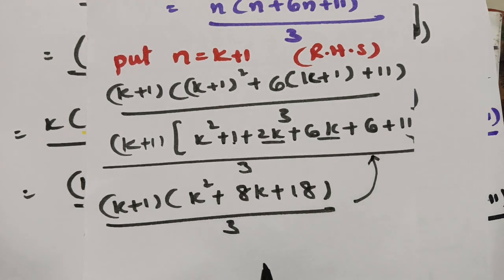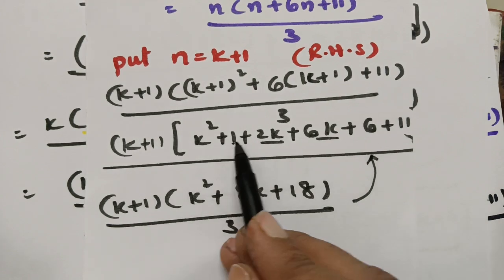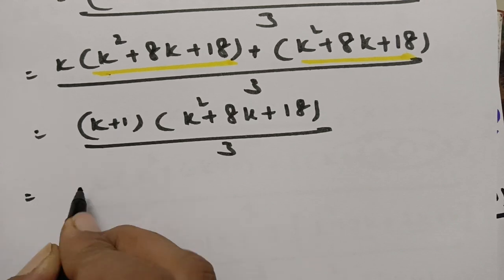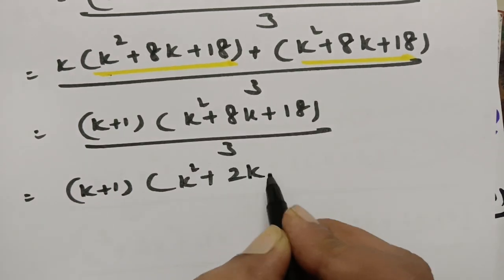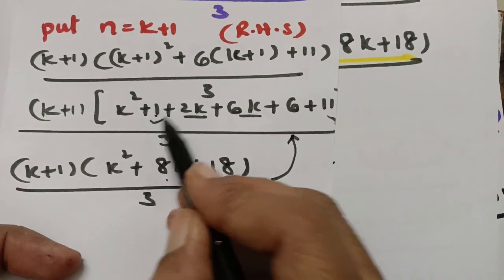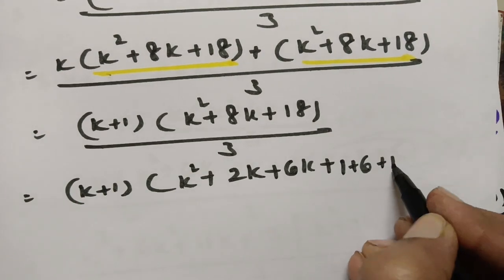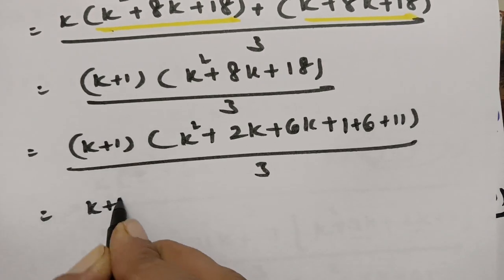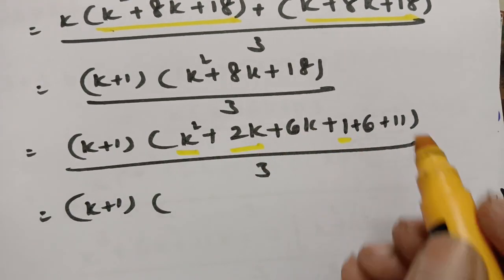So here k square is as it is, and 8k is split into 2k plus 6k, and this 18 is split into 1 plus 6 plus 11. So do the same as here. Taking the back step, this is k plus 1, this is k square, this 8k is split into 2k plus 6k, and this 18 is split into 1 plus 6 plus 11. So 18 can be written as 1 plus 6 plus 11 by 3. And now writing in a proper order, this will be a square plus 2ab plus b square.